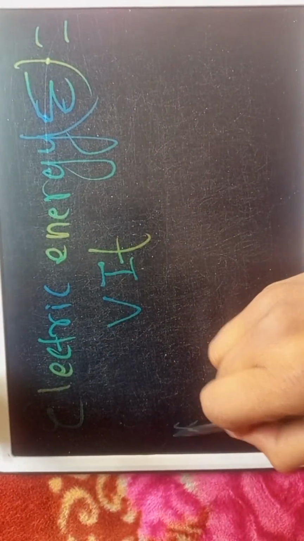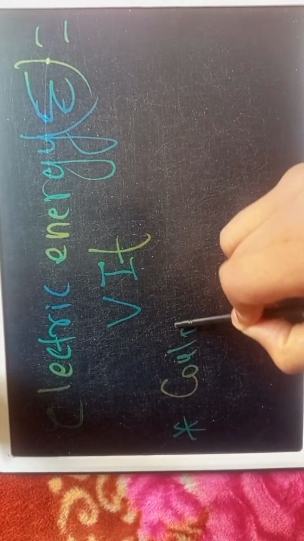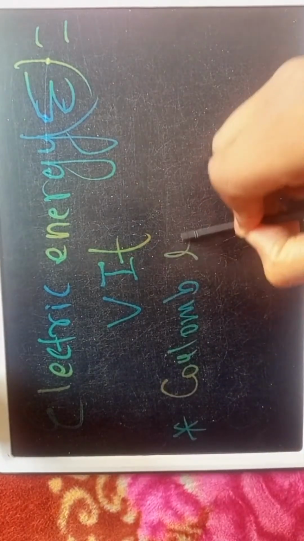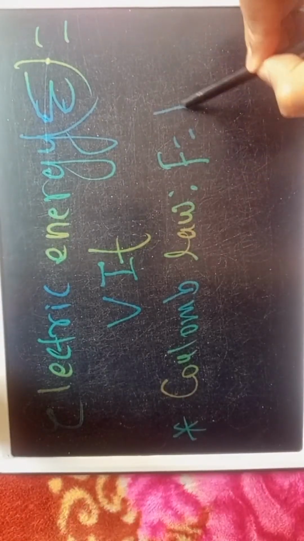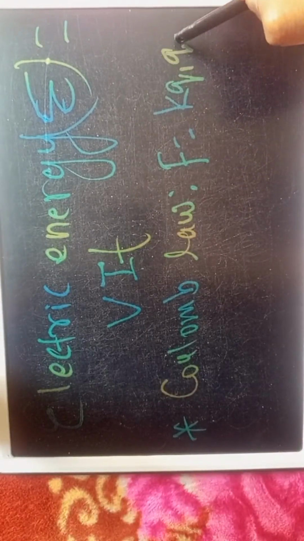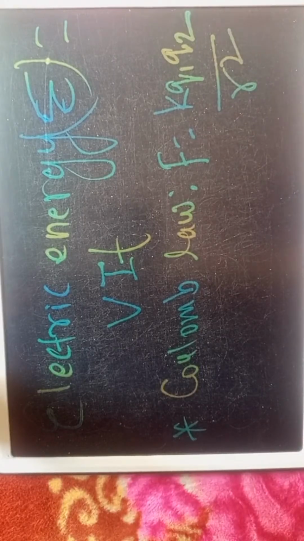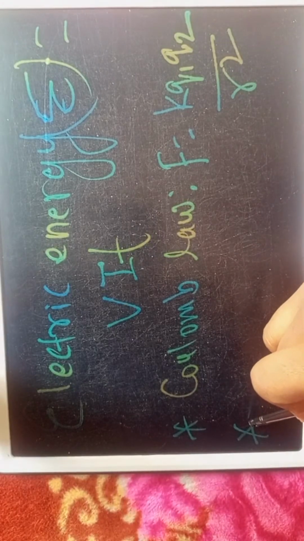Another is Coulomb law. This is very important. F is equal to K Q1 into Q2 by R square. You have to read this formula. Sometimes this is also important.